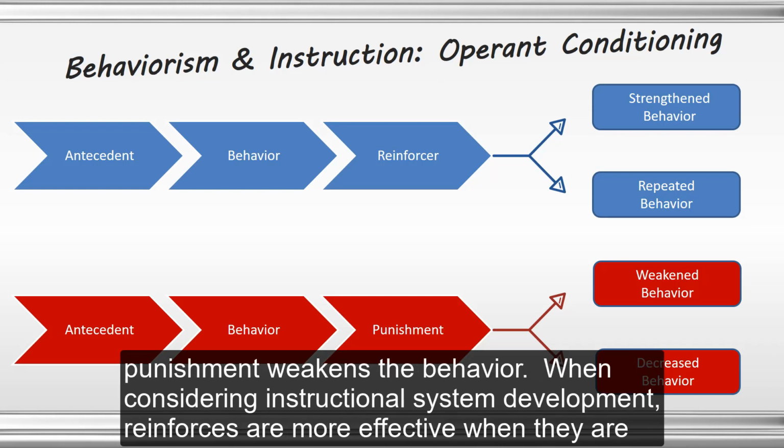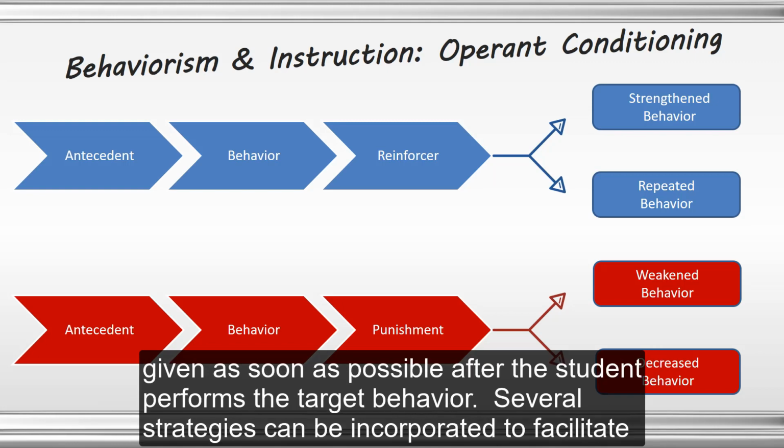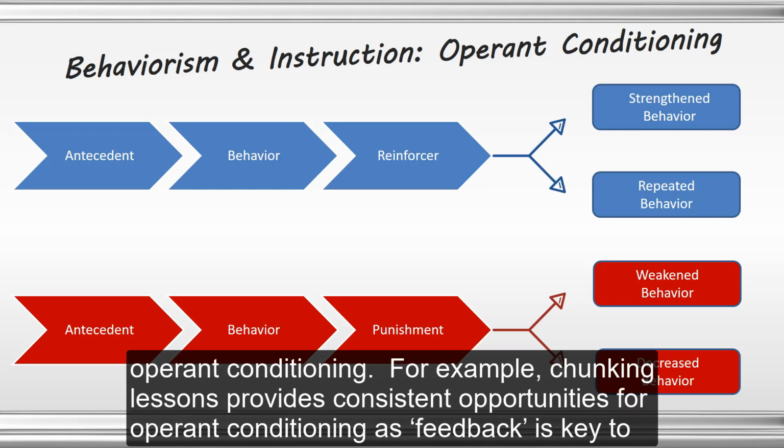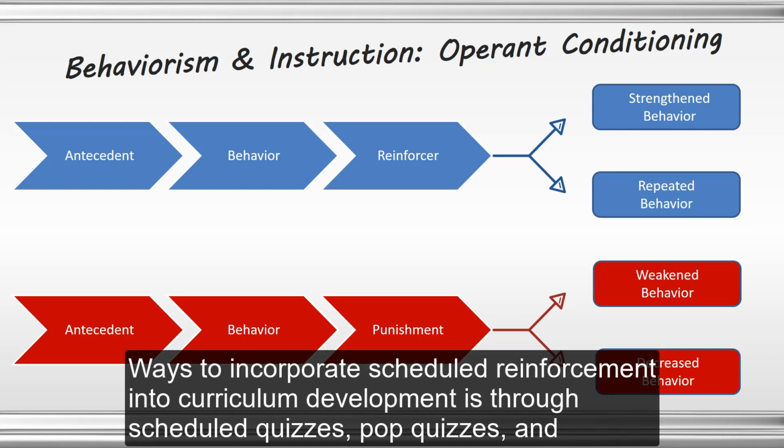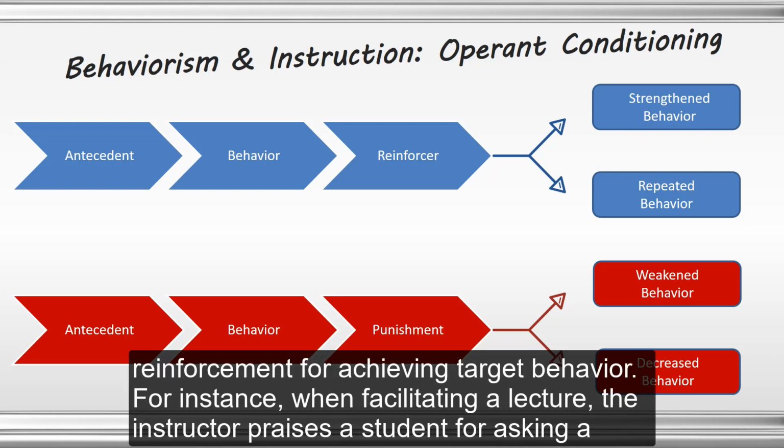When considering instructional system development, reinforcers are more effective when they are given as soon as possible after the student performs the target behavior. Several strategies can be incorporated to facilitate operant conditioning. For example, chunking lessons provides consistent opportunities for operant conditioning, as feedback is the key to achieving the target behavior. Additionally, developing a schedule of reinforcement can facilitate continuous reinforcement. Ways to incorporate scheduled reinforcement into curriculum development are scheduled quizzes, pop quizzes, and reinforcement for achieving target behavior.